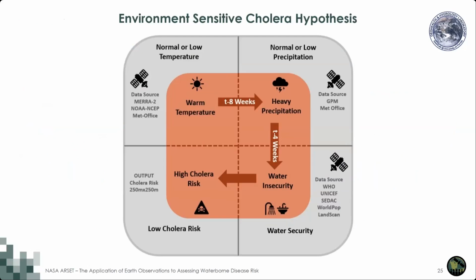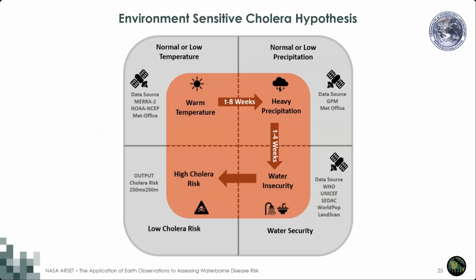As I was saying, it increases the odds of cholera presence and outbreaks. Generally, the thinking is that 8 weeks before a reported outbreak, there has been recorded higher than average temperatures, which allow the bacteria to proliferate in the environment, as the increased temperatures are more favorable for bacterial growth. We use data sources for temperature, including MERIT-2, even the NOAA satellites as well, NCEP, or even Met Office data sets for the temperature data.